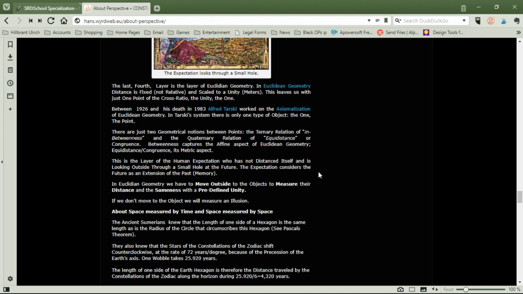There are just 2 geometrical notions between points. The ternary relation of in-betweenness and the quaternary relation of equidistance or congruence. Betweenness captures the affine aspect of Euclidean geometry, equidistance and congruence, its metric aspect. Not sure what they mean there. I don't know if that's just a poorly written sentence or what.